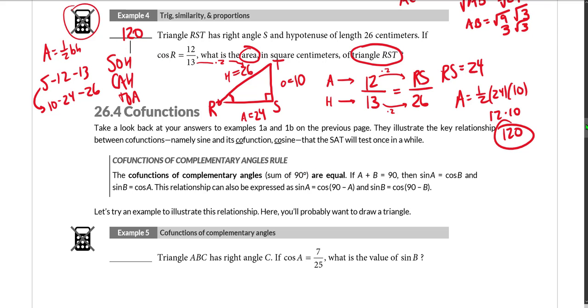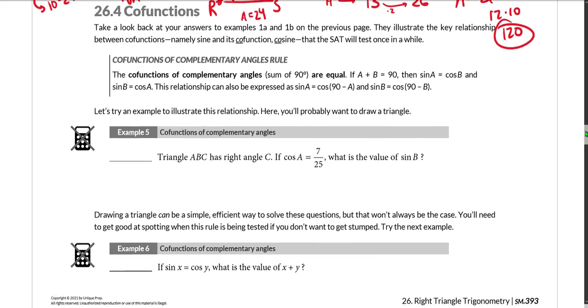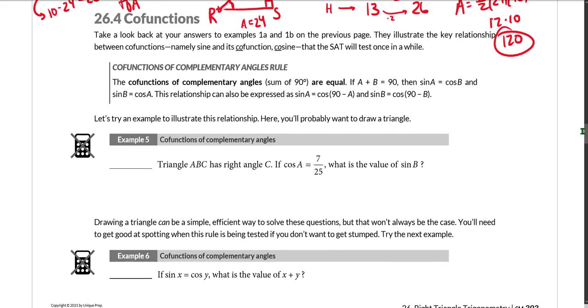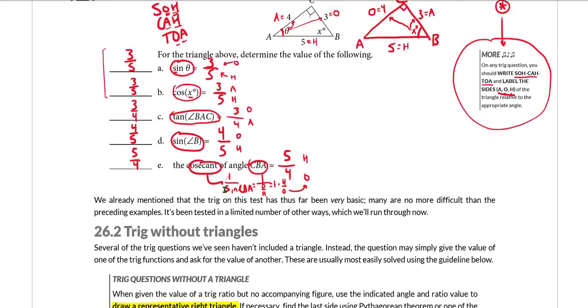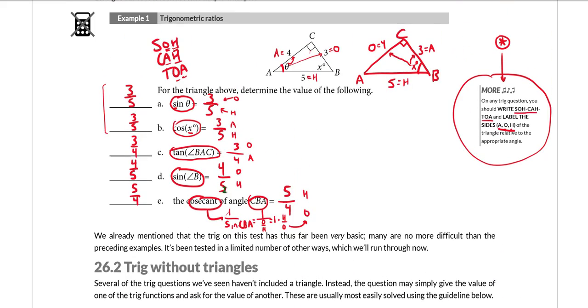We have to talk very briefly about cofunctions and what cofunctions mean and a particular relationship between cofunctions. I'm going to draw your attention to examples 1a and b on the previous page. You notice that when we did the sine of theta, which was one of the acute angles in this right triangle, and then when we did cosine of x, which was the other acute angle in this right triangle, we got the same value.